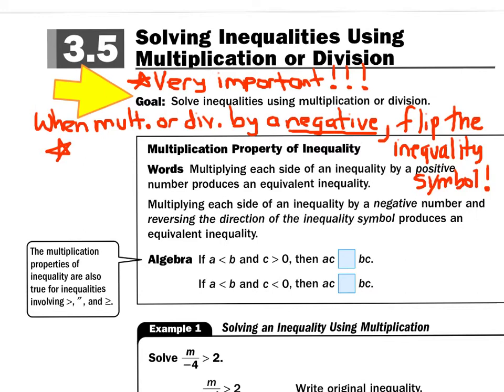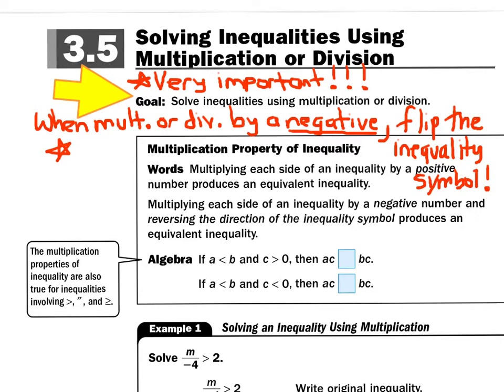Okay, this is huge, super important. Grab your red. Notice how I put very, very important. Whenever we multiply or divide by a negative, we must flip the inequality symbol. Okay, super important. Here's the deal.